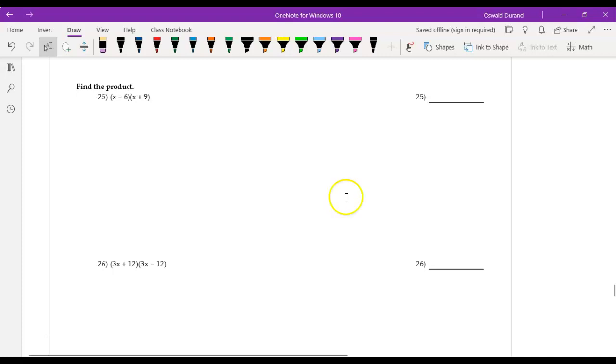Alright, so multiplying requires the use of what we call the FOIL method. The FOIL method goes as follows. Let's say you have x plus 2 times x plus 4, for example. When you have two binomials and you're multiplying, you view the first terms as F. So FOIL method: we're interested in the first terms, the outer terms, the inner terms, and the last terms.